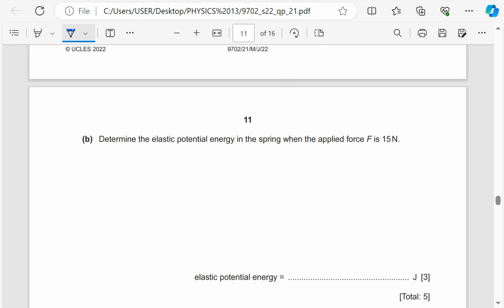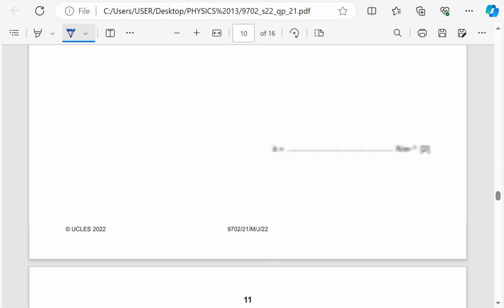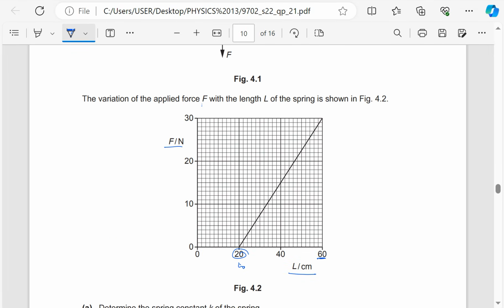Determine the elastic potential energy in the spring when the applied force F is 15 newtons. So, of course, we know that elastic potential energy is going to be the area under the graph. Because it's a graph of F against extension, then it is the area under the graph, or you can use a half Fx. Since we have already got K, you could also use a half Kx squared. But the applied force is 15 newtons. So I have to go back and check 15 newtons. So I think 1, 2, 3, 4, 5. So 15 is here, and this is 40.